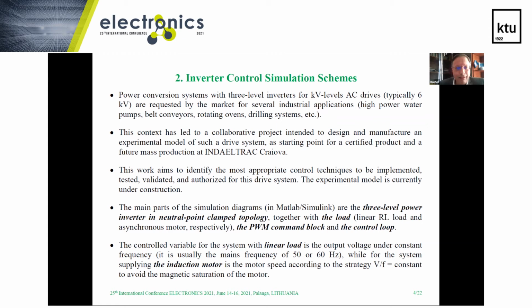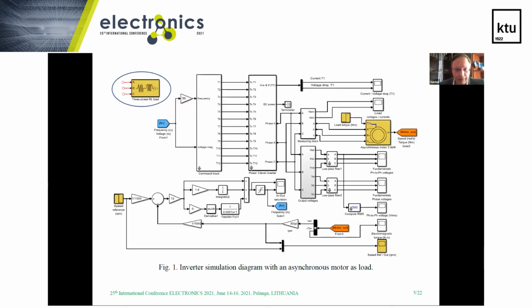We designed a software model with some main parts, such as a 3-level power inverter in neutral point clamped topology, the load, which is a linear load and an asynchronous motor, the pulse width modulation command block, and the control loop. In the case of linear load, the controlled variable is the output voltage. And for the load with the induction motor, we have as control variable the motor speed. Of course, according to the strategy of a constant ratio between voltage and frequency.